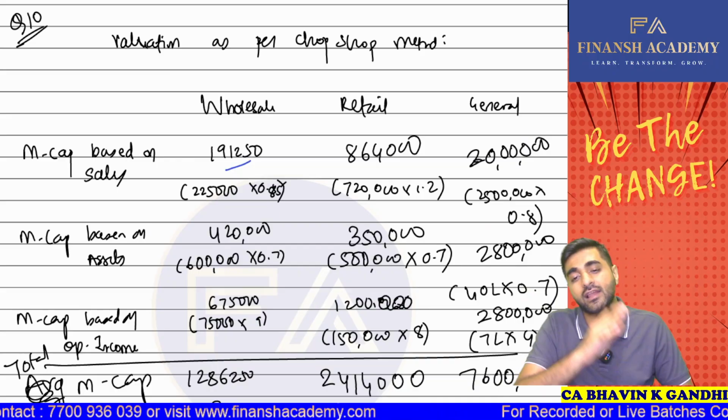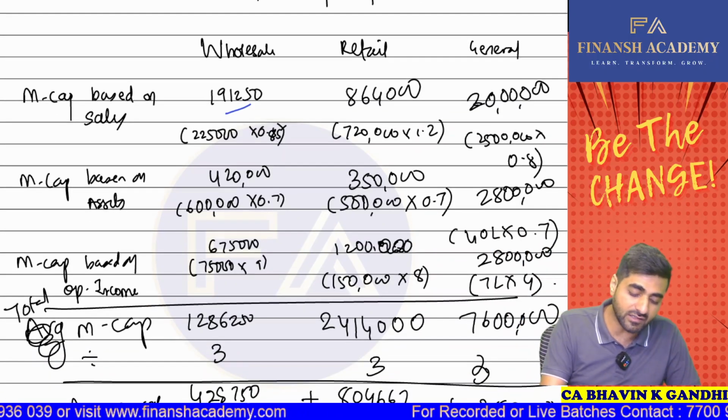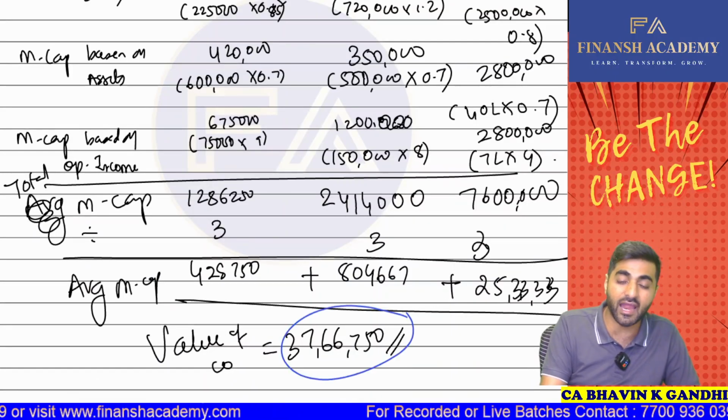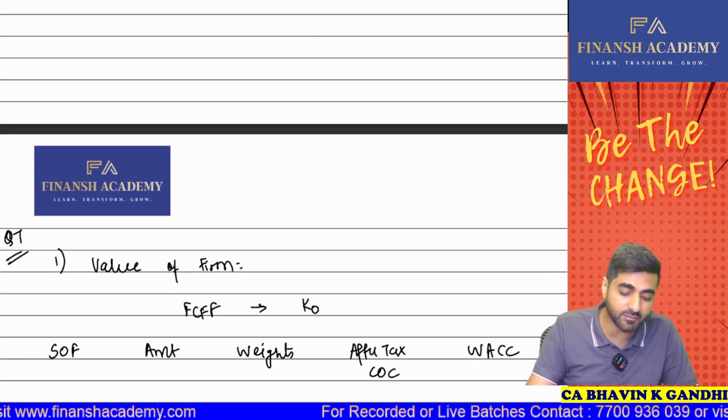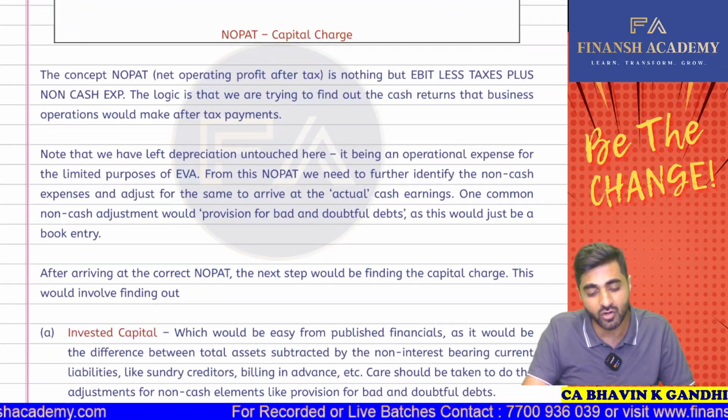Similar to that, we need to calculate the market cap for each and every division. Then we'll get the average market cap and add it. That will be treated as the value of the company. Okay, so this is something which I just wanted you all to discuss.